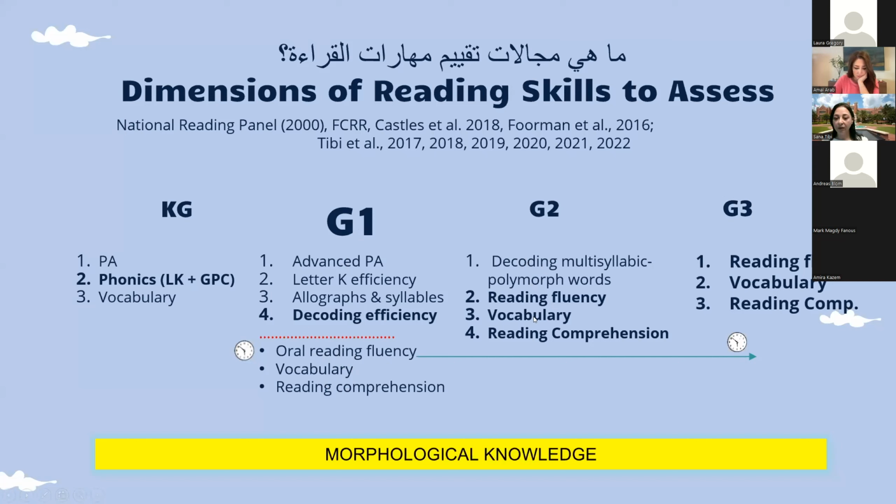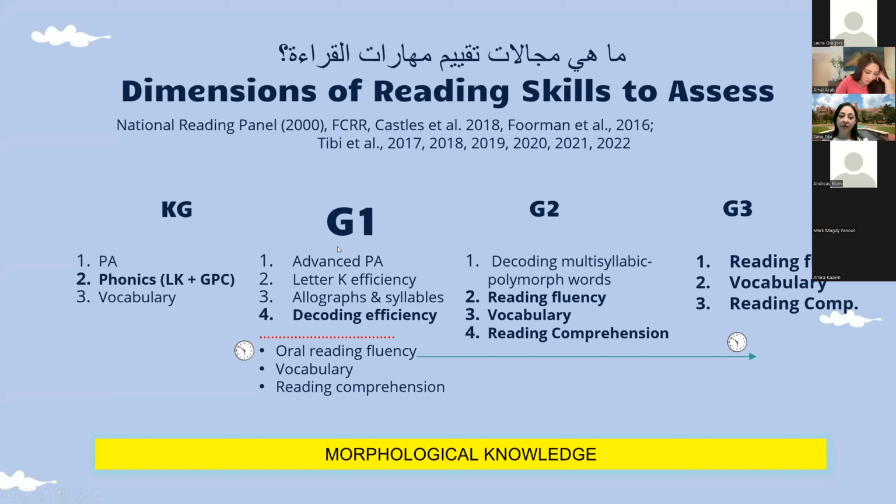Later on, we assess reading fluency, vocabulary, and reading comprehension, and we assess the child's reading ability, whereby in grade 2 it's different than grade 1. In grade 2, we try to give them multi-syllabic polymorphic words and ask them to decode them. So for example, dars and darsi, lesson, my lesson. And in grade 3, we continue to assess reading fluency, vocabulary, and reading comprehension, but we focus more on these 3 points in grade 3.